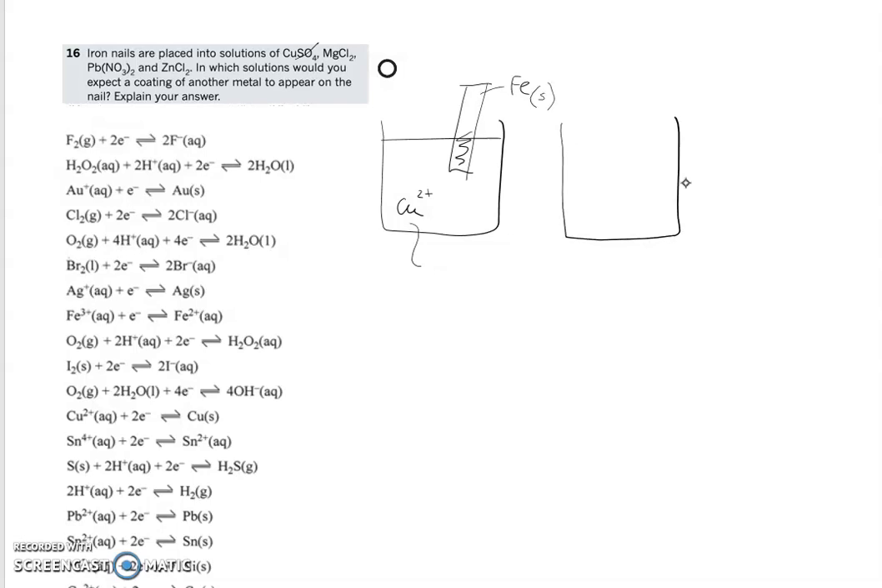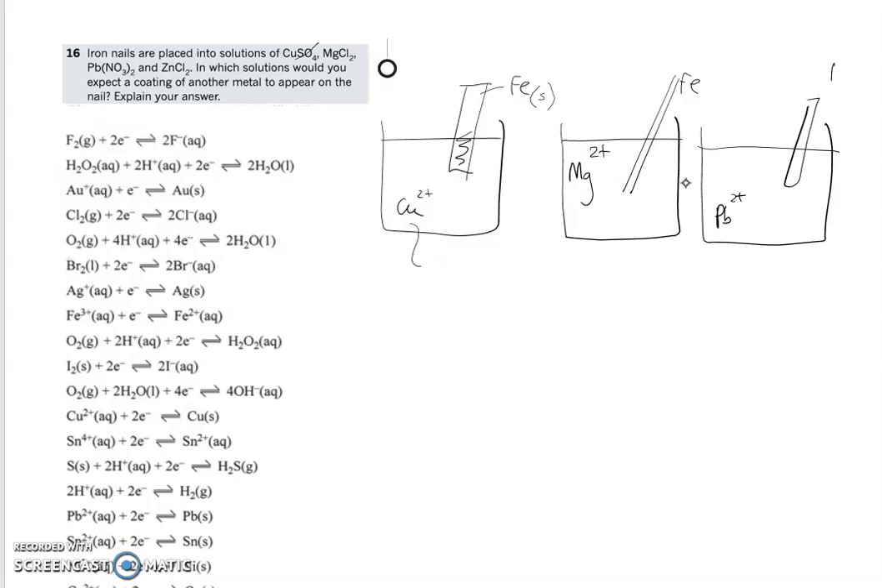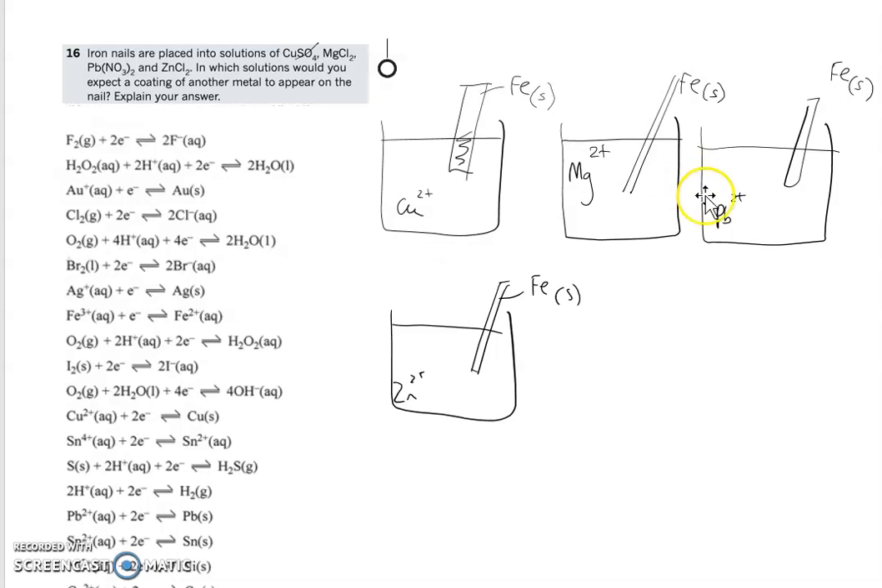So I've got different situations here. Iron nail, what's the next one? It is magnesium chloride, and the chloride ions are just spectators, so magnesium ions is what I'm considering. Lead ions with my iron nail, will that react? And will my zinc ions react with an iron nail? Okay, so we need to consider each of these separately by using my table here.